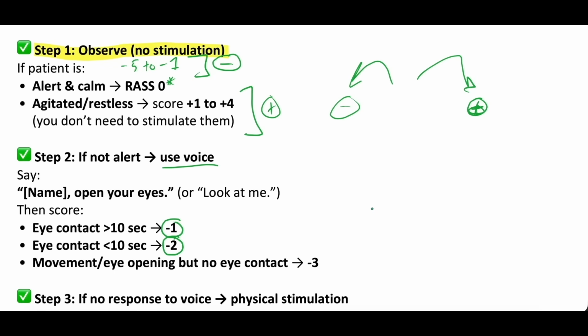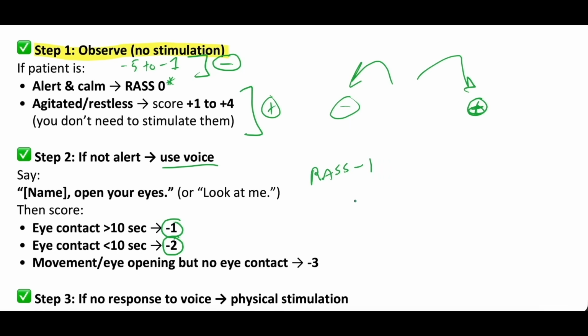So to lay this out, you observe them from the door. You say, okay, they're flailing, they're trying to punch people, they're pulling out their lines, they're screaming. Their RASS is already going to be +4, okay? But you observe them from the door and their eyes are closed, they're not moving. Are they sleeping or are they overly sedated? It's unclear. So then you walk in the room, you say, hey, open your eyes, look at me. If they make eye contact for greater than 10 seconds, their RASS is -1, okay?